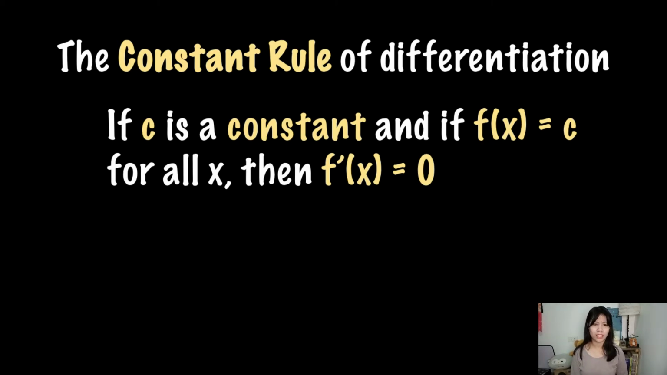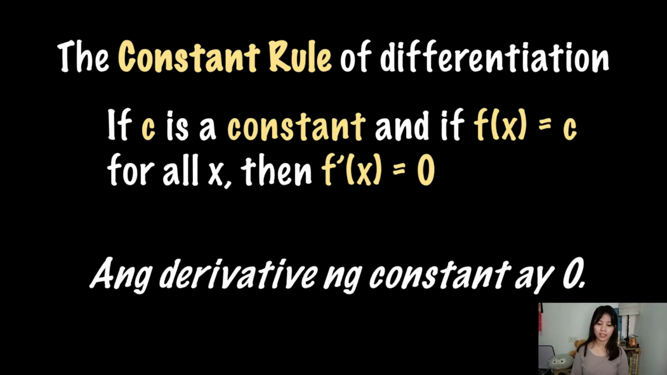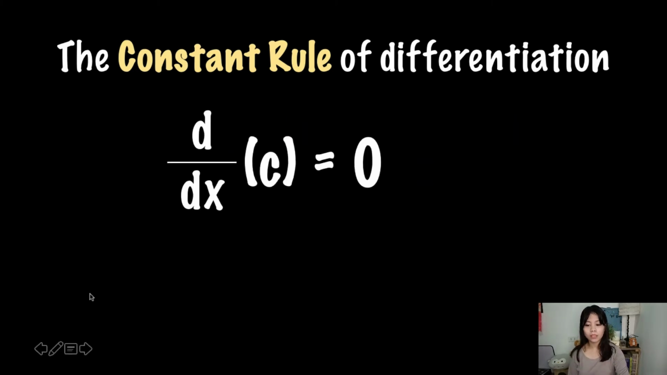Medyo hindi natin siya gets. Pero ang ibig sabihin lang niyan, guys, ang derivative ng isang constant ay 0. The derivative of c with respect to x is equal to 0. Tandaan nyo, ang derivative ay instantaneous change. Siyempre, kung constant yan, walang magbabago, right?